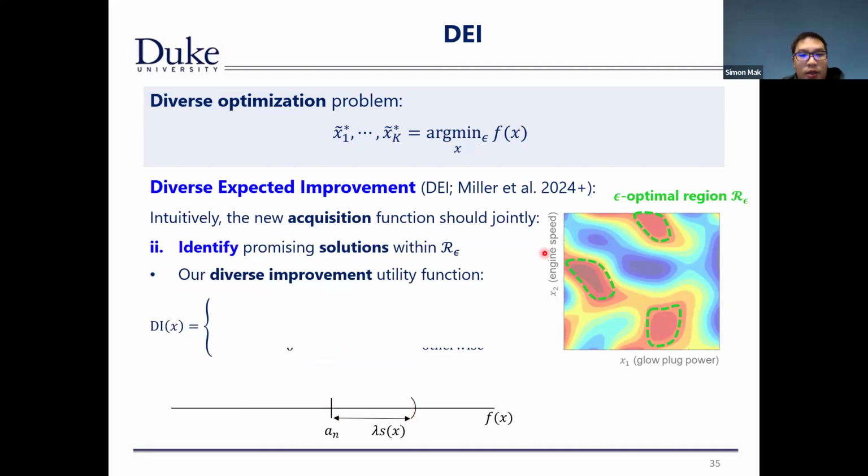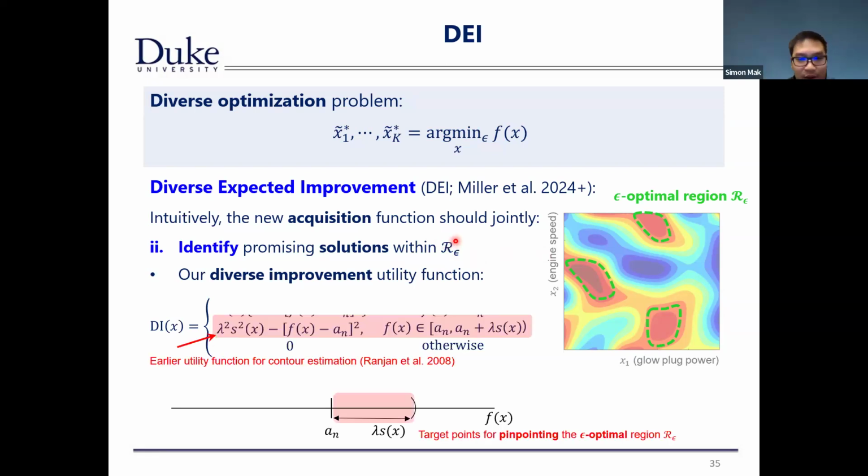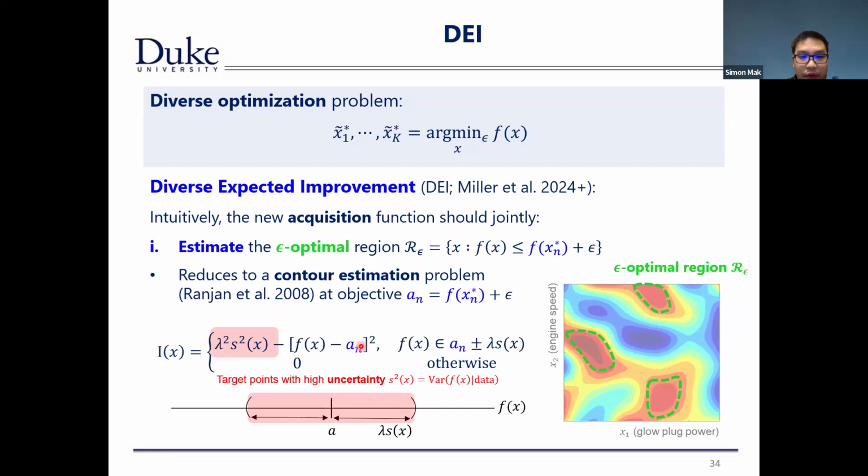Okay, so with this in mind, what we propose here is this so-called diverse improvement utility function. What we're going to do is integrate what we just learned about the contour learning acquisition, and also try to identify promising solutions within these regions of R epsilon. Apologies for the terrible screening here. Our strategy is to take that earlier utility function for contour estimation. We recognize this is the same form as our earlier form.